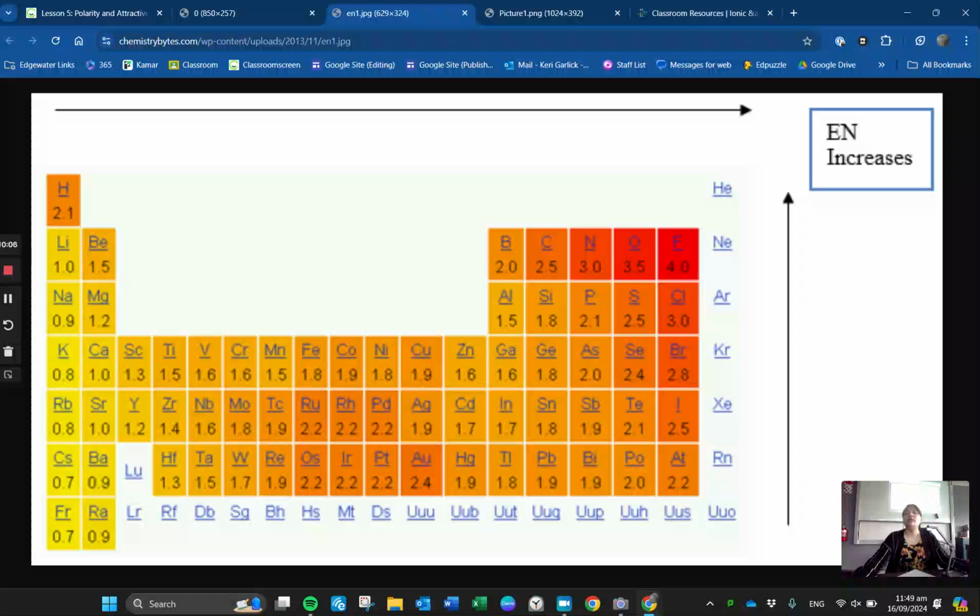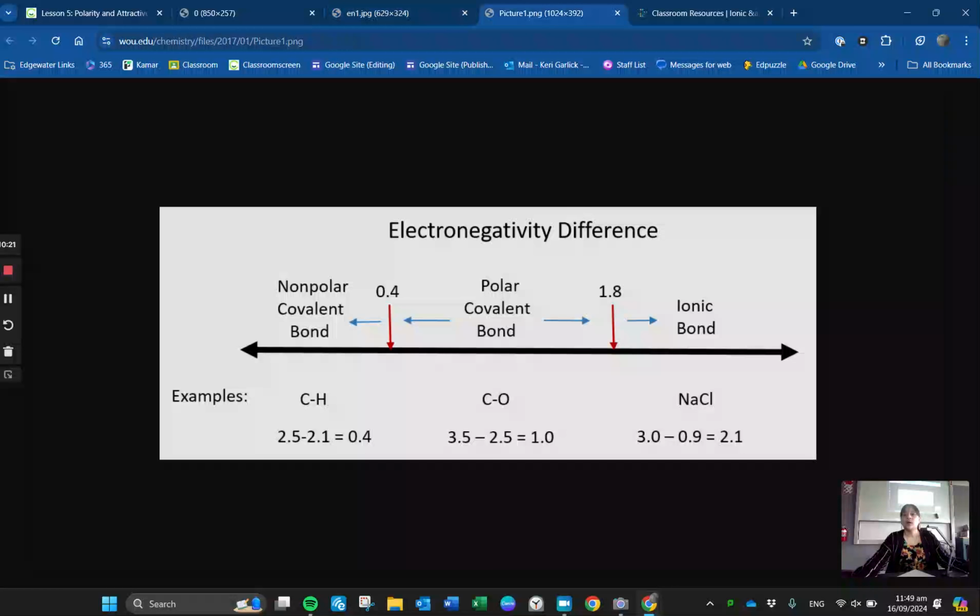Most of the molecules you will be given will have a polar bond because, statistically speaking, they're very likely to have a number greater than 0.4 but less than 1.8. Because if it's 1.8, you're going to deal with a metal and non-metal. Are we okay with that? All right, so think of it, like I said, as a continuum.